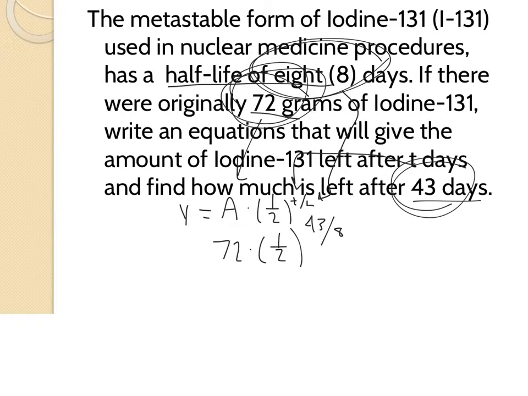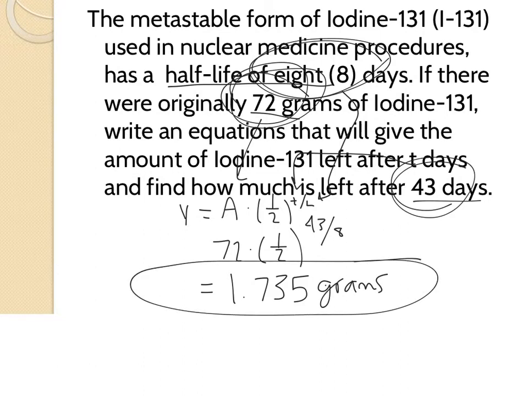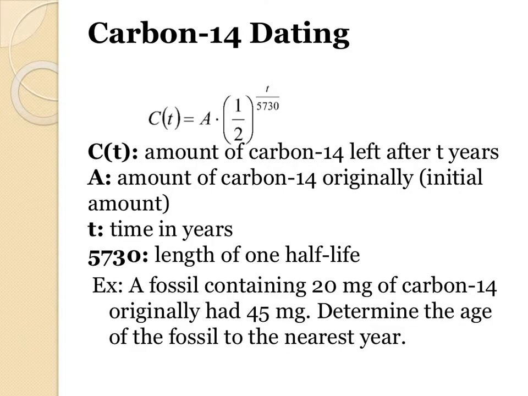72 times 1/2 to the 43 divided by 8. And I got 1.735 grams. Now you could round this differently, obviously, but if you got something in that ballpark, then that is what you should get.